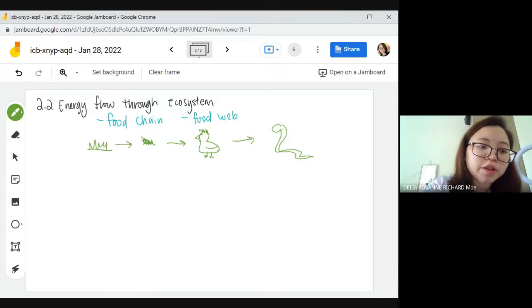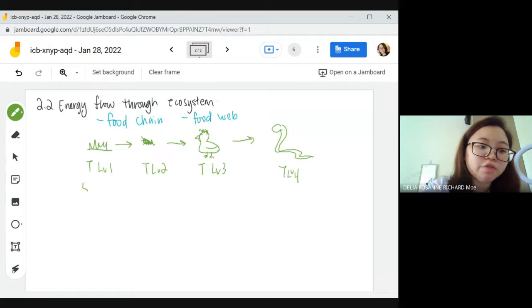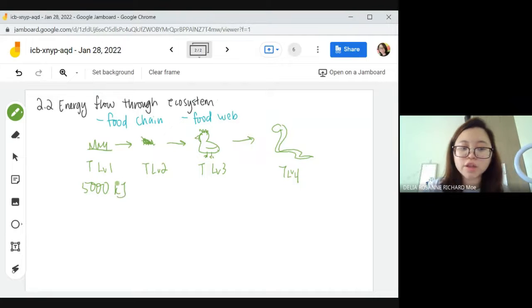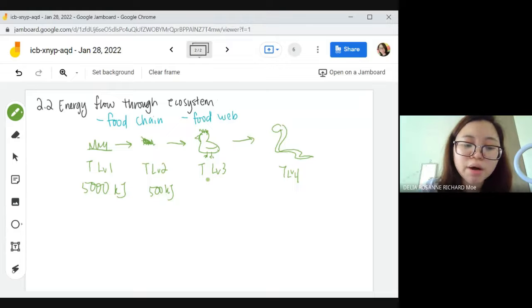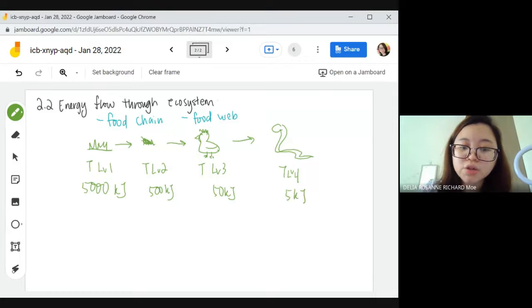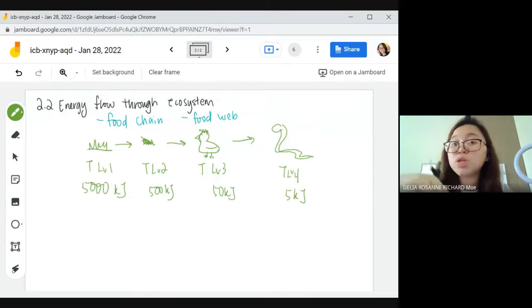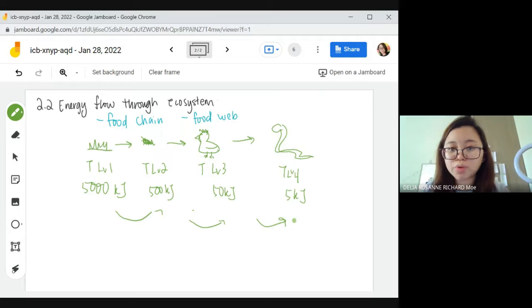Okay, this is trophic level 1, trophic level 2, trophic level 3, trophic level 4. And then kalau sini ada berapa, like 5,000 kilojoules of energy. Bila dia sampai kepada insect, it might be about 10%. So sampai sini dia mungkin like 500 kilojoules energy dia dapat. Sampai ayam, bila dia makan itu grasshopper, mungkin dia dapat 50 saja. Bila itu ular makan tu ayam, mungkin dia dapat like 5 kilojoules saja. So you need to be able to do this calculation dan tunjuk jalan kerja kamu untuk 2.2.